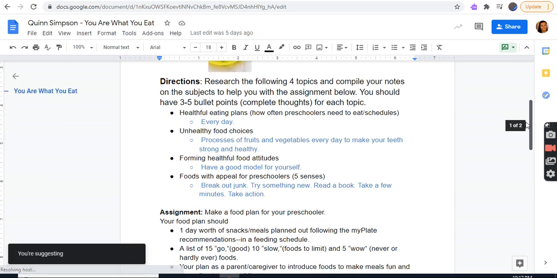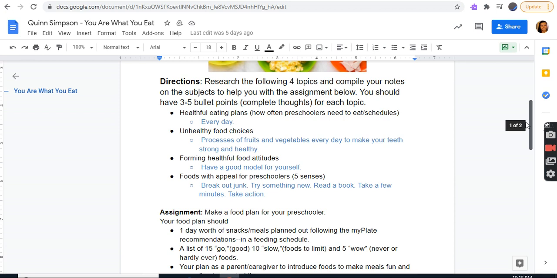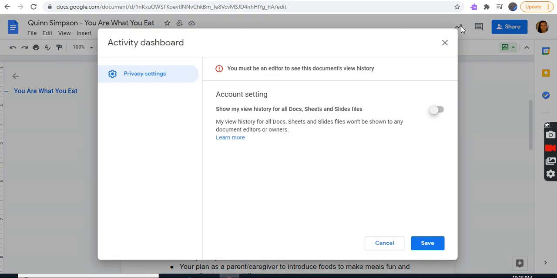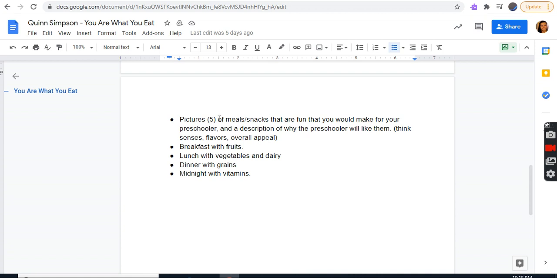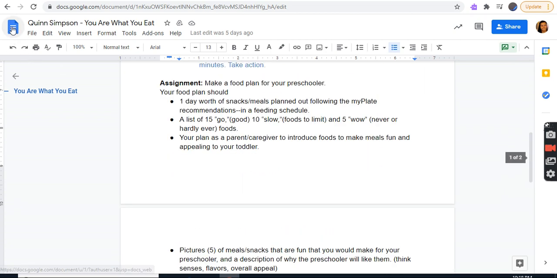Healthful eating plans. How often preschoolers need to eat on schedules every day. Unhealthy food choices. Processes of fruit and vegetables every day to make your teeth healthy and strong. Have a good model for yourself. Break out of junk. Try something new. Read a book. Take a few minutes. Take action. Did she even see it? Breakfast with fruits, lunch with vegetables and dairy, dinner with grains, midnight with vitamins.